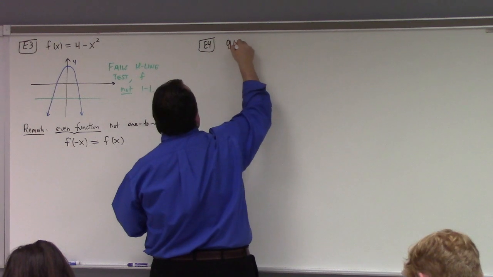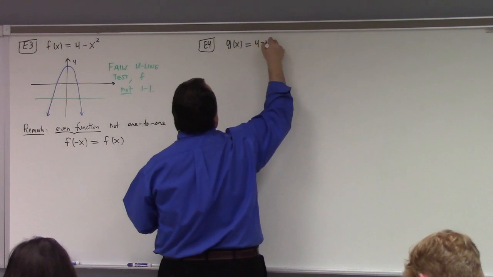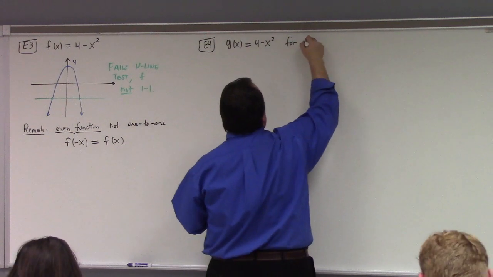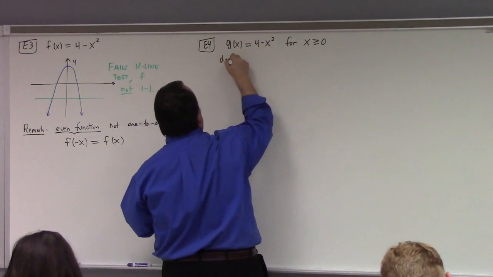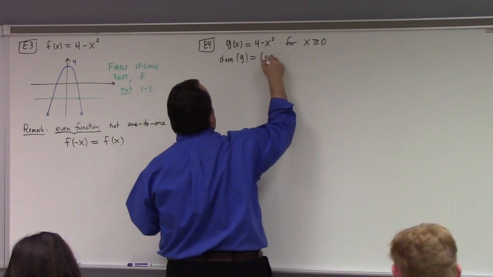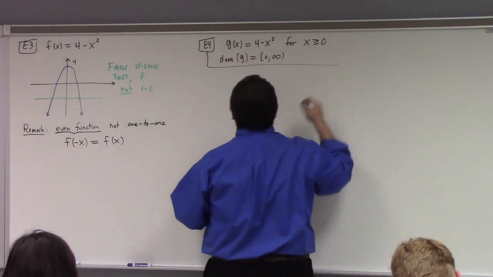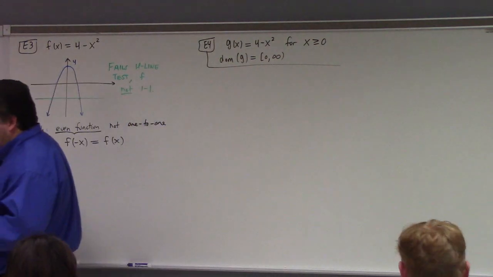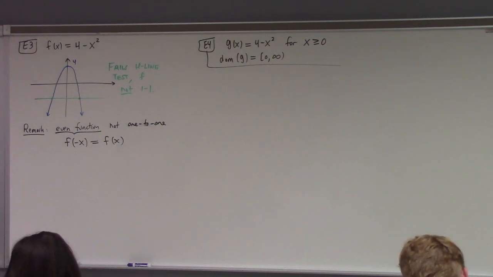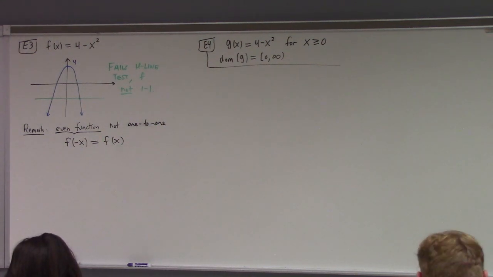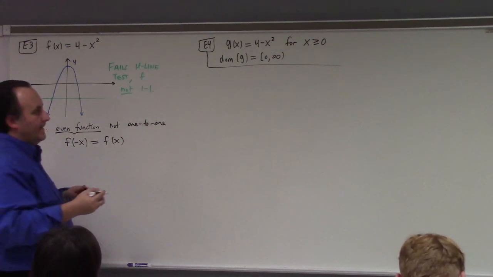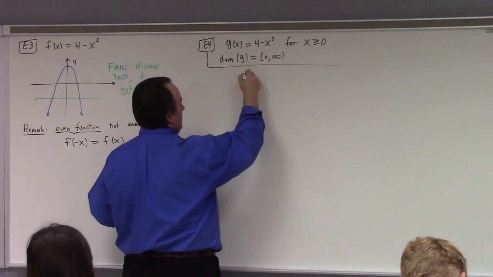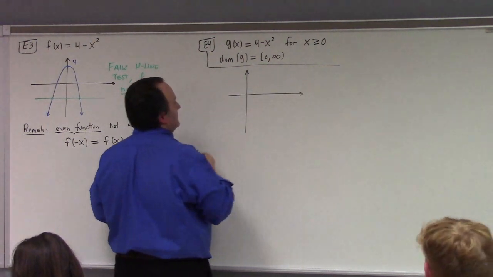Let g of x equal 4 minus x squared for x greater than or equal to 0. In other words, I'm saying the domain of g is 0 to infinity. Again, my question, as in every one of these examples, is: is the function 1 to 1 as given or not? So what did I do here? It's the same formula, right? What's the difference? Yeah, x has to be greater than or equal to 0.